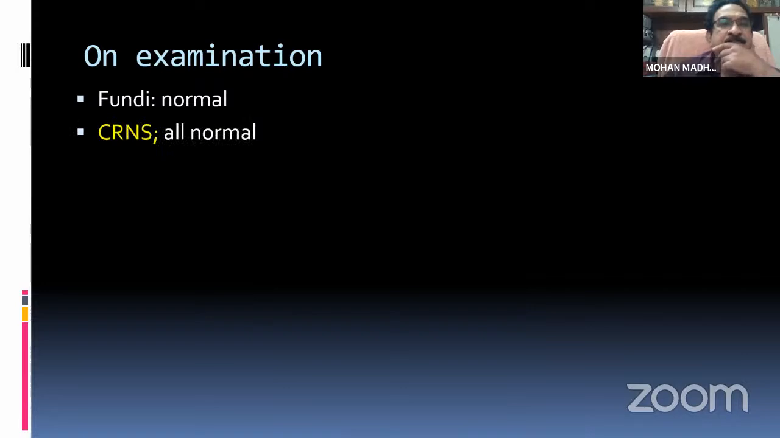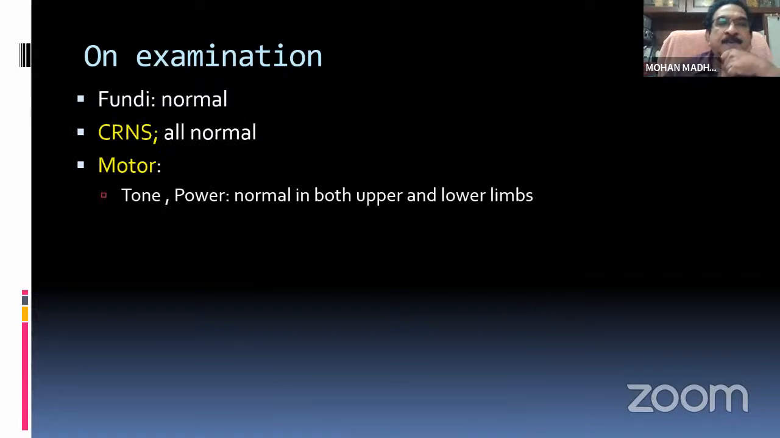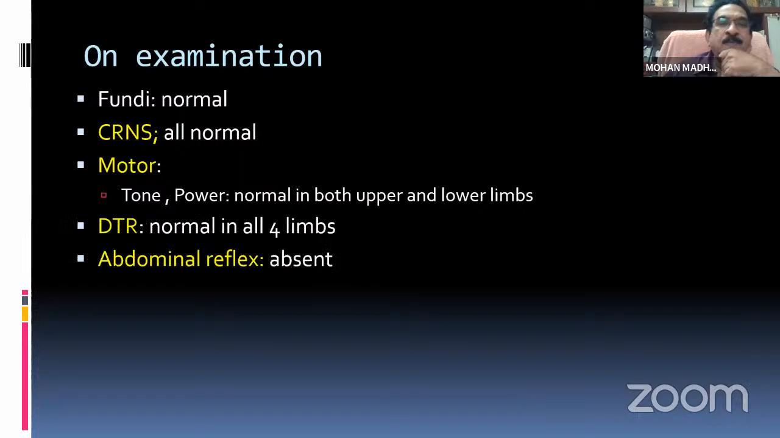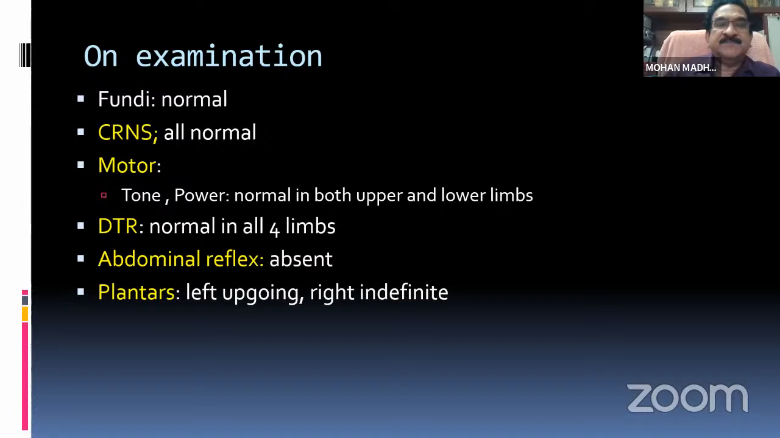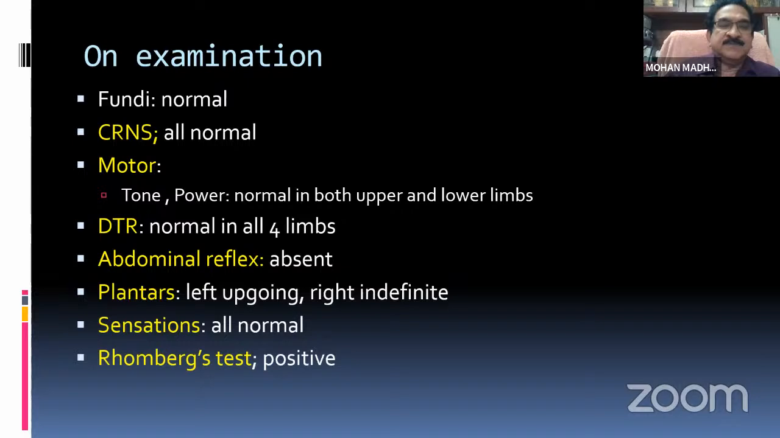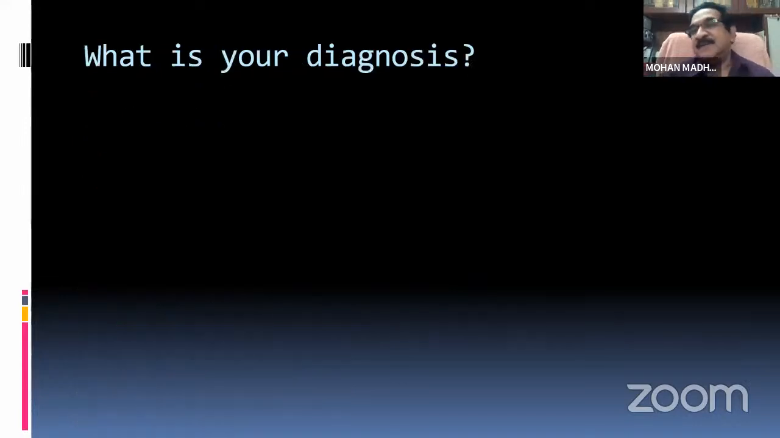So on examination, pallor normal, tone and power normal in upper and lower limb, DTR normal in all four limbs, abdominal reflex absent, plantar left upgoing, right indefinite, sensation is all normal, Romberg positive, tandem walking defective, gait query spastic. So taking the whole picture into consideration, what do you think is a likely diagnosis? I do not know, but I want to ask your opinion.